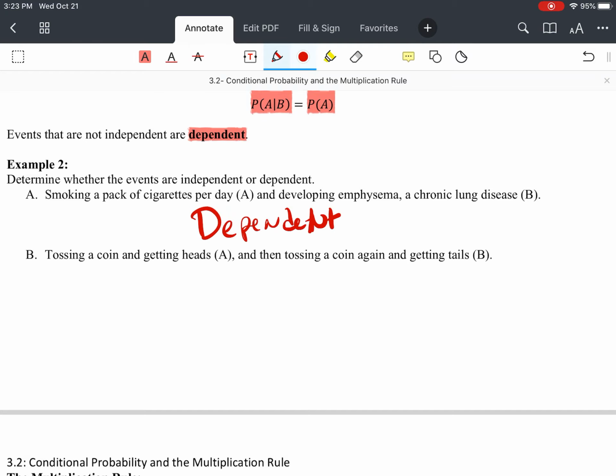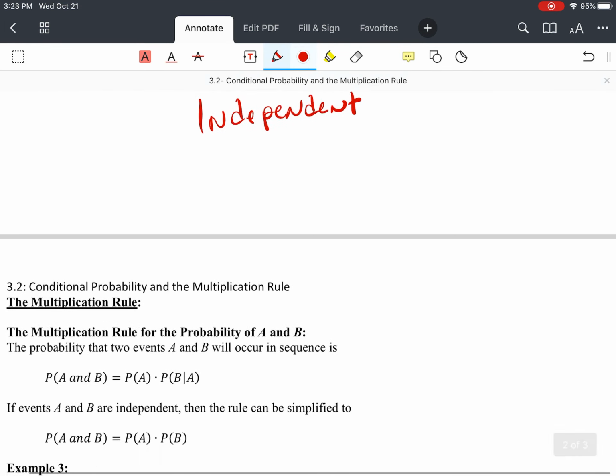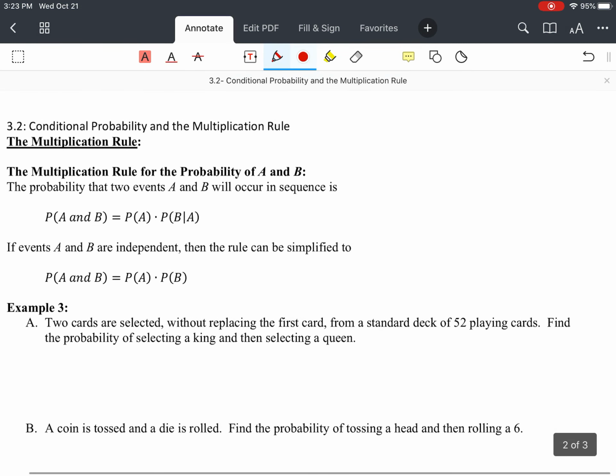Now looking at part B, it says tossing a coin and getting a heads, that's event A, and then tossing a coin and getting a tails, that's event B. Now, if we flip a coin, does getting a heads on the first flip affect whether we get a heads or a tails on the second flip? Well, no. In this case, these would be independent. So we've got dependent and independent.